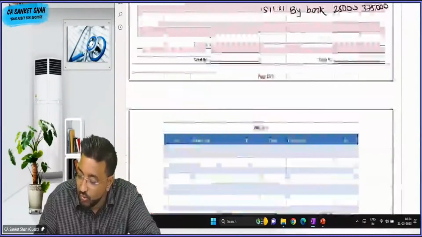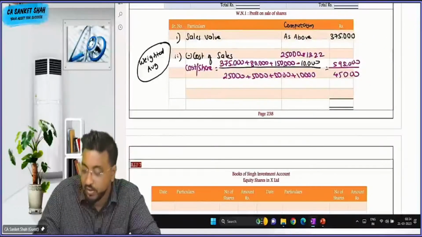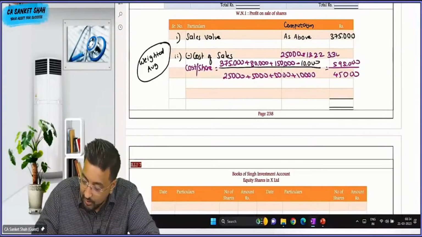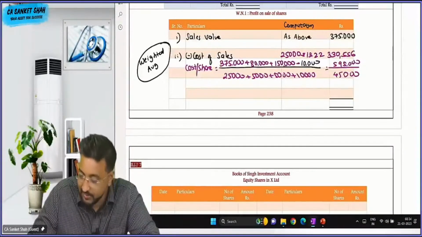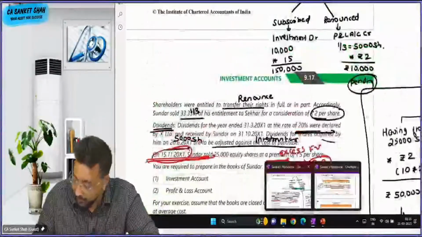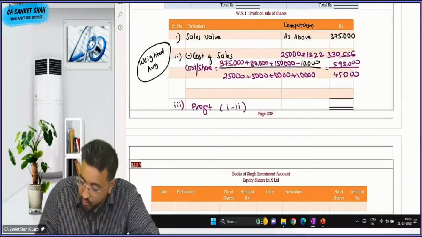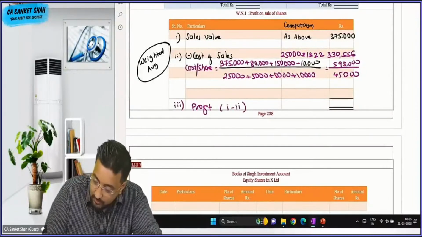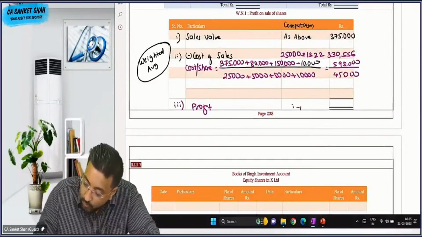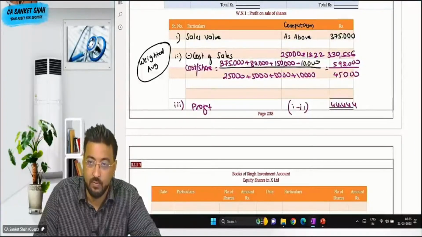And how many shares did I sell? 25,000 shares. So my cost per share is 13.2222, and the cost of sales is 3,30,556. So beta, I am in profit. How much profit? 3,75,000 minus 3,30,556, that is 44,444. So profit is 44,444. Now you got the concept.